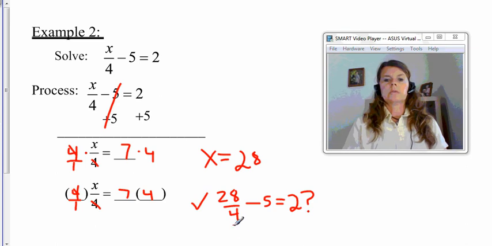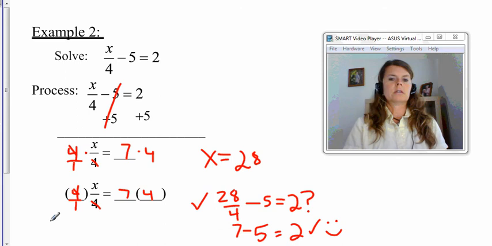So 28 divided by 4 is 7, minus 5. As you can see, it is indeed equal to 2. So you can either write "check, it checks out," or you can put a smiley face, it got the right answer.